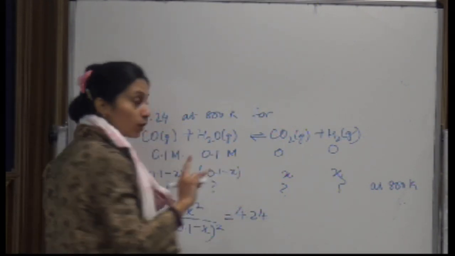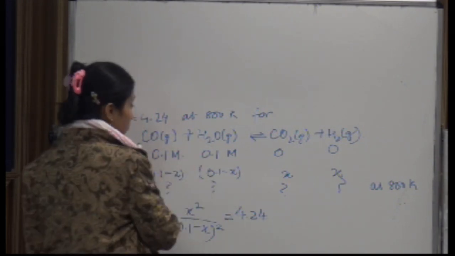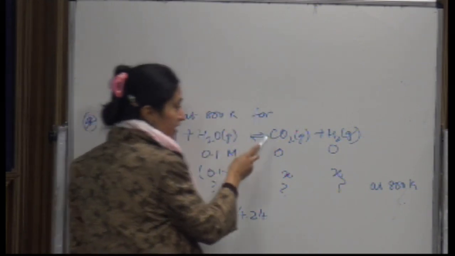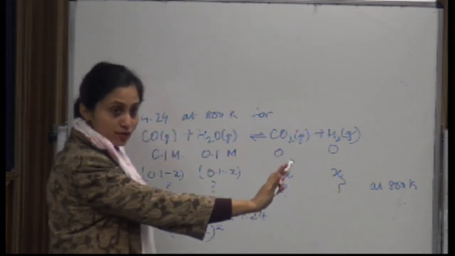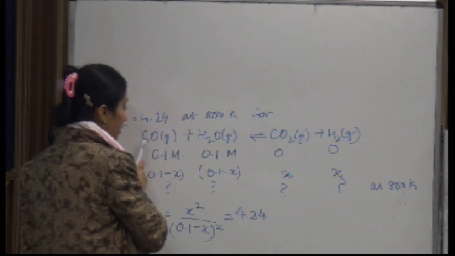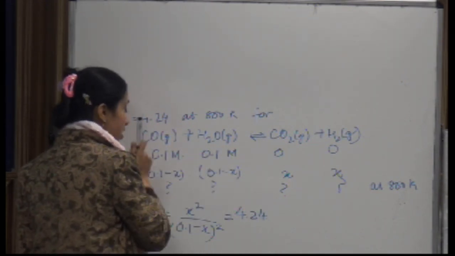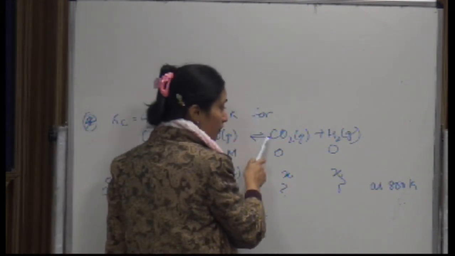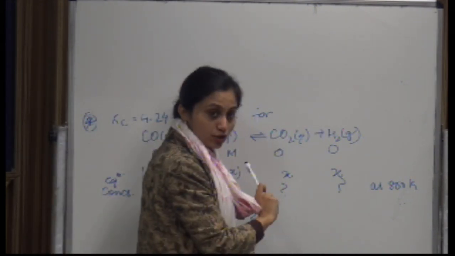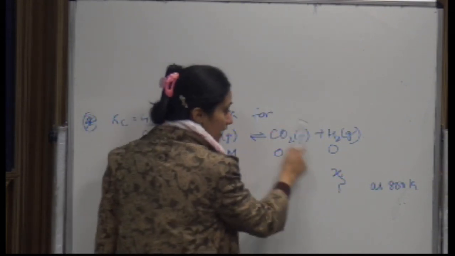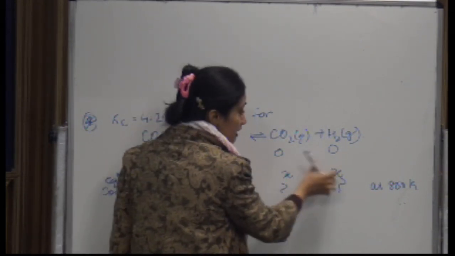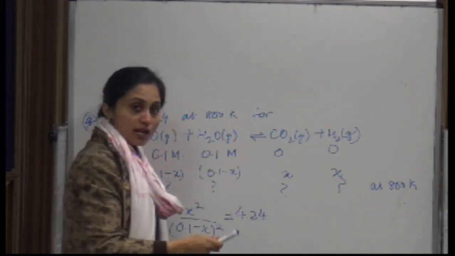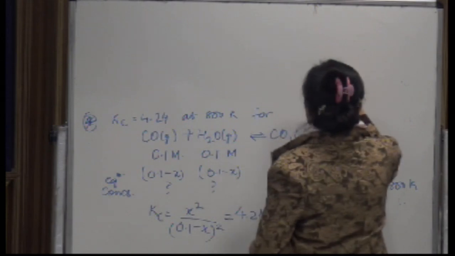This comes from the mole concept, that when 1 mole of CO reacts with 1 mole of water, it will always give you... you have to write down the balanced equation first. So you have to then talk about in terms of molarity. If you say that 1 mole of CO reacts with 1 mole of H2O, then it will give you 1 mole of CO2 and 1 mole of H2. So if you say x moles and x moles of this are formed, it will be the same of this only.